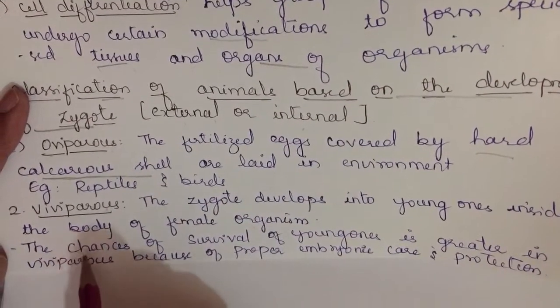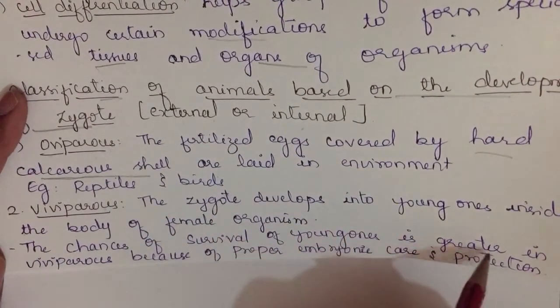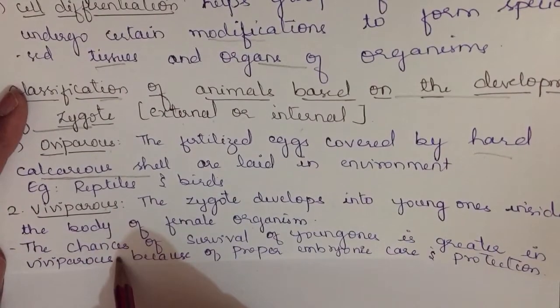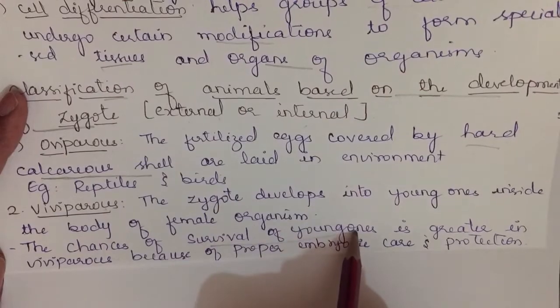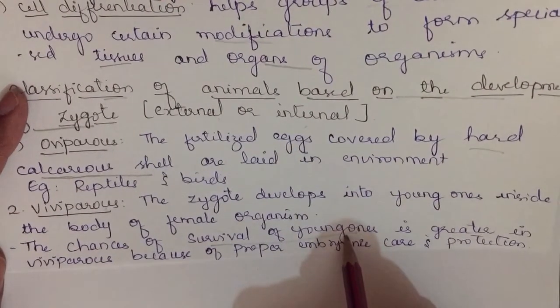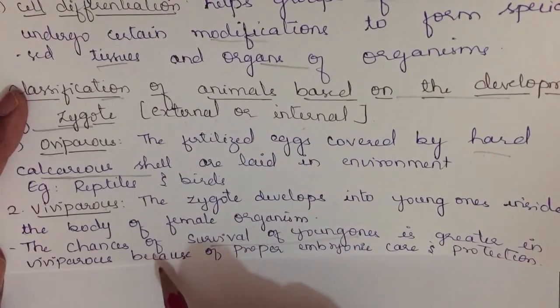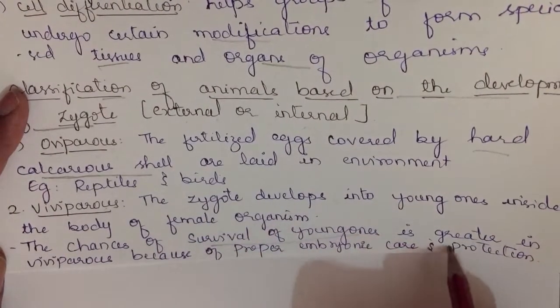The chances of survival of young ones is greater in viviparous. Why? This question has been asked. The chance of survival of young ones, that is, offsprings, is greater in viviparous. Why? Because of proper embryonic care and protection.